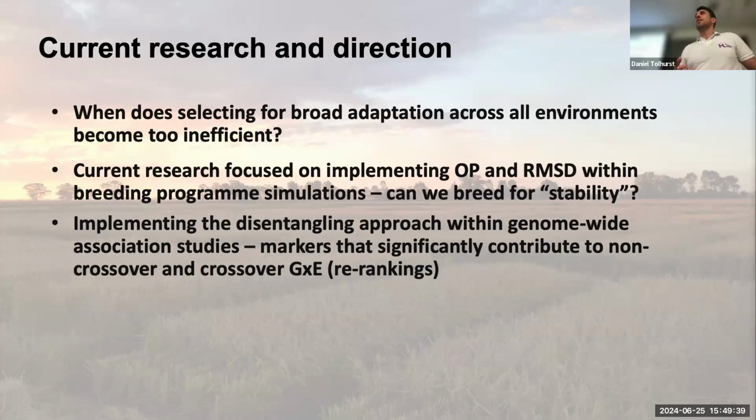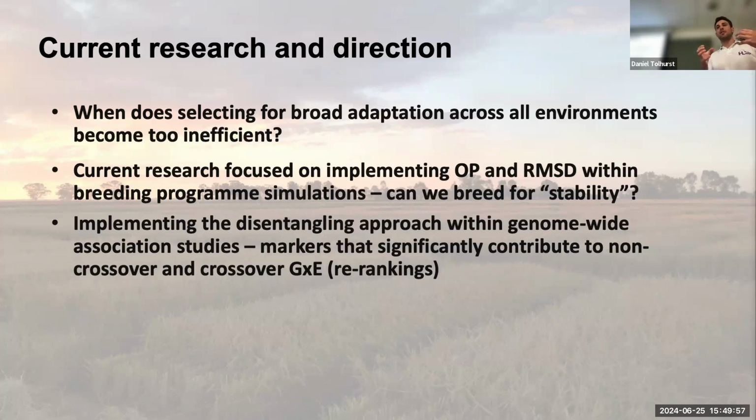It does raise a question though about, at what point does this selection for broad adaptation across all these environments become a bit meaningless? But provided you've got some variation associated with the mean, you can still make progress. It just depends on what level that is.